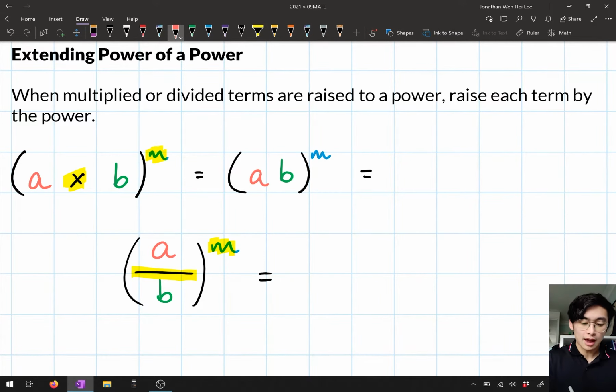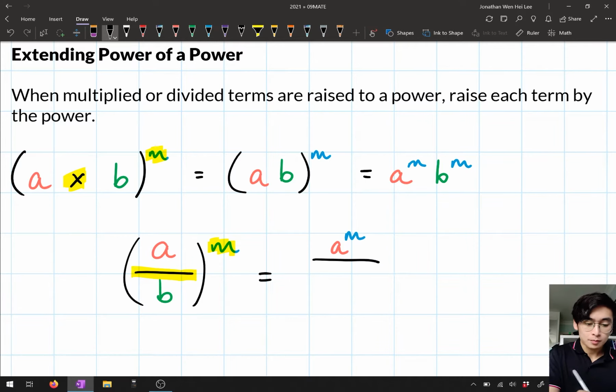So what this looks like is I have a to the power m times b to the power m. So we raise each term individually and we still multiply it together, or in the case of division, a to the power m divided by b to the power m. So when we have multiplied or divided terms being raised to a power, we raise each individual term to the power and we keep that multiplication or division still there depending on what we're given.